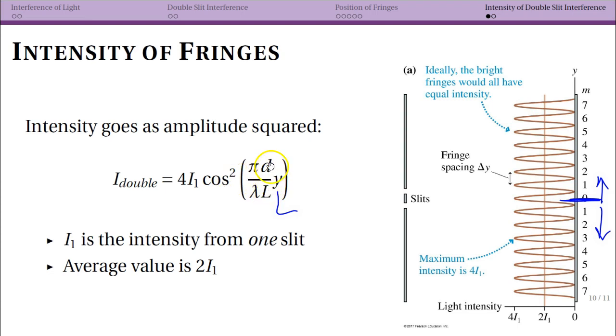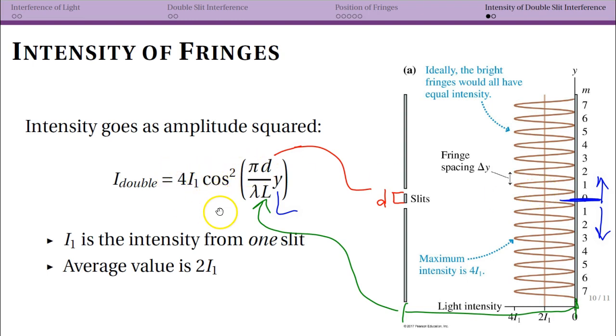So this intensity depends both on the spacing here, remember that's d, and it depends on L. So the intensity actually depends on both d and L and the wavelength, but that's inside the cosine squared. So that just tells you kind of what spacing these have. Then we look at the coefficient out front, and it's 4I1. Now I1 is the intensity you would get from one slit.